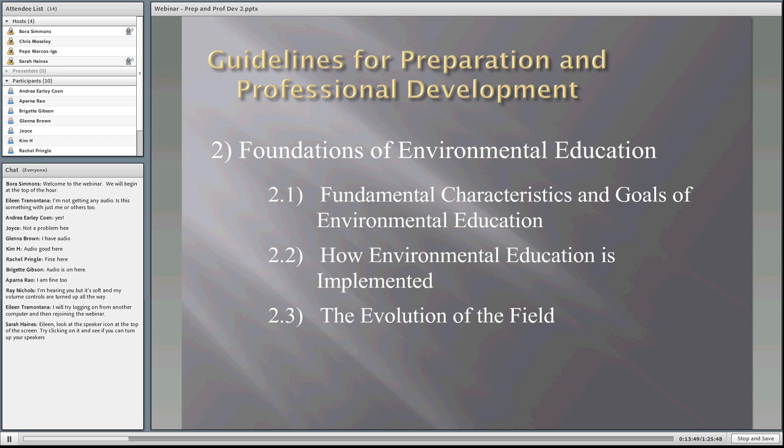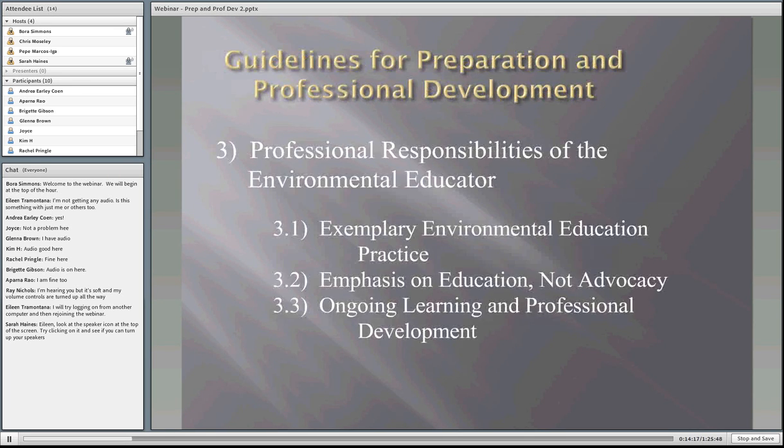It's understanding the distinction, the characteristics of environmental education. It's understanding that environmental education takes place in a variety of settings, and something hopefully about the evolution of the field and how it's related to nature study and conservation education and interpretation and other allied fields.